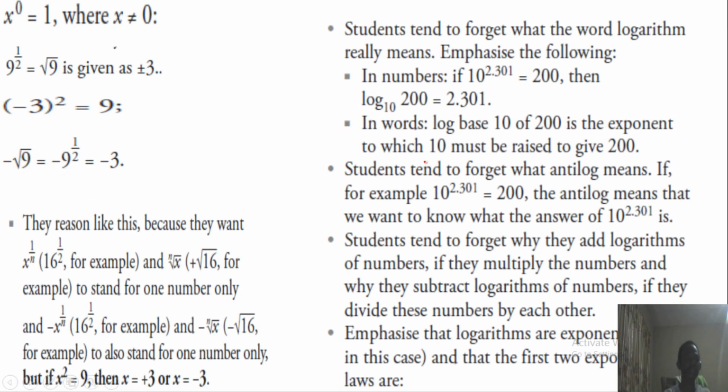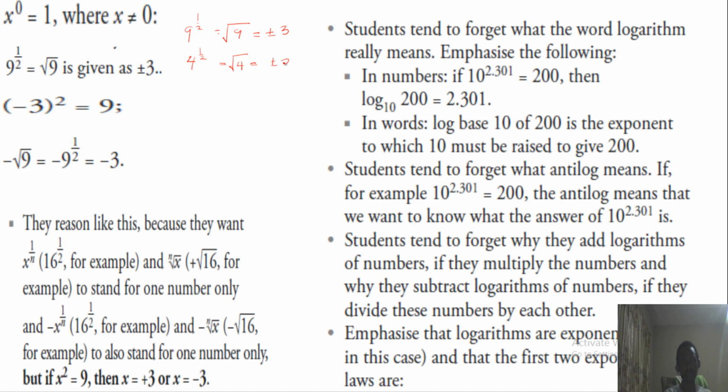The first thing is anything raised to power 0 will give you 1, where x is not equal to 0. You can't have 0 raised to power 0 giving you 1, no. But if it is 5 raised to power 0, or x raised to power 0, automatically it's going to give you 1. Then you need to know that the square root of 9, if the power is half, basically means root, and the root of 9 will give you plus or minus 3. Meaning if you have 4 raised to power half, 4 raised to power 1 over 2, same as root of 4. And root of 4 is plus or minus 2.